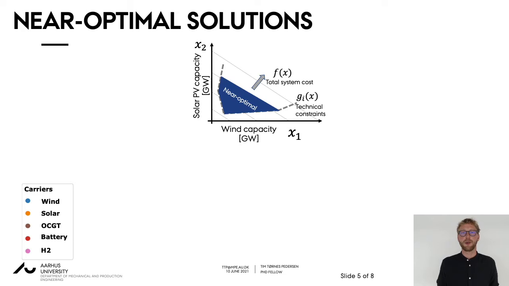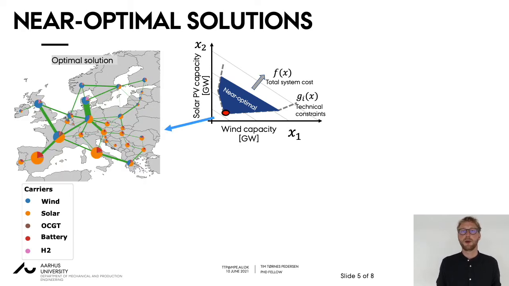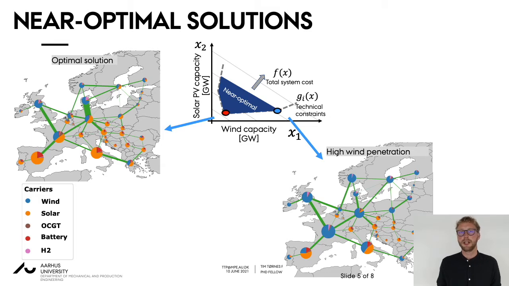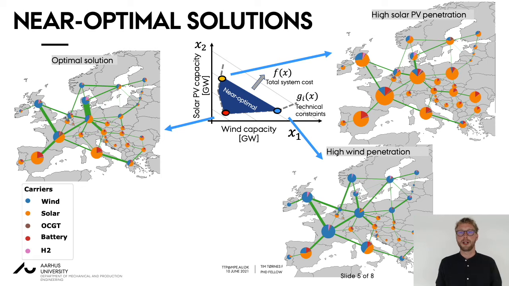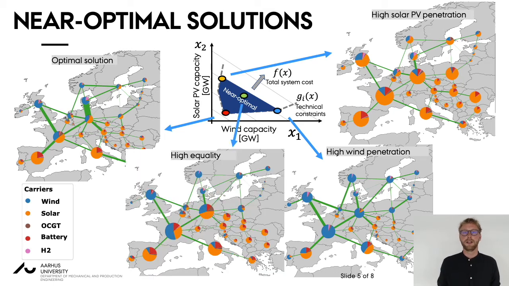The concept of a near optimal solution space is rather abstract. Therefore, I will give a few examples of what these near optimal solutions could look like. So first of all, we have the cost optimal solution of the model, but we could also have something completely different, such as this scenario here, where we have a very high penetration of wind power, or we could have something like this, where we have a very high penetration of solar PV. We could also have something completely different, such as this scenario that we see here, where we have a very high equality in the model. And by equality, I mean that the countries are producing the majority of the energy that they consume.